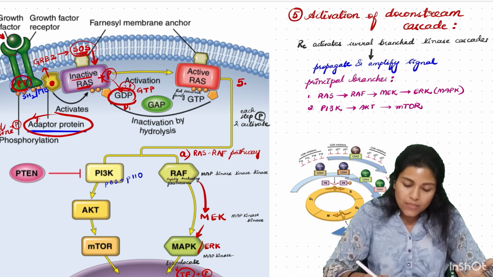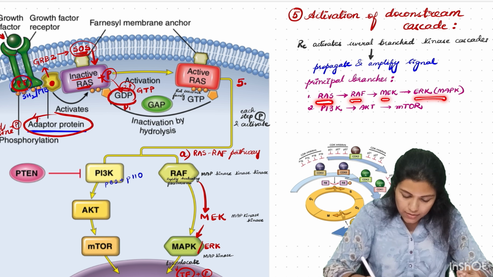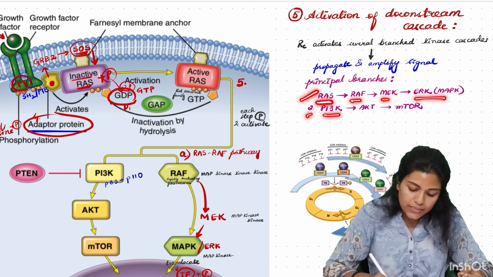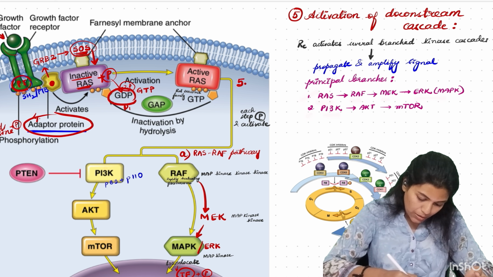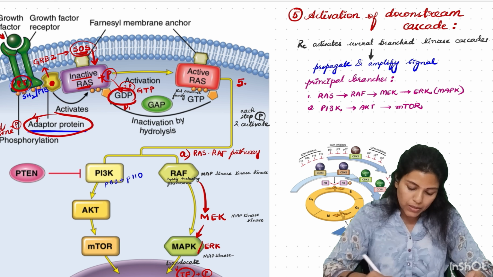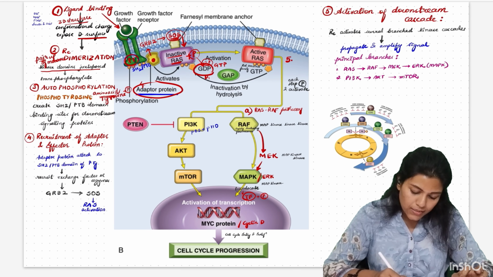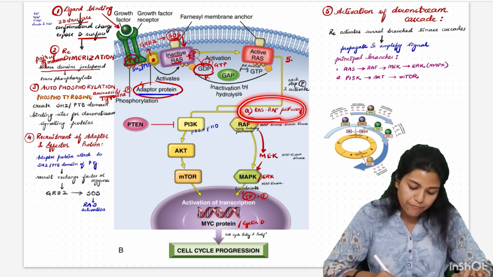The principal branches that we studied are this RAS pathway, Ras Raf MEK ERK. We'll discuss in detail now. The other branch is this PI3K pathway. One branch is RAS, the other branch is the PI3K AKT mTOR pathway. We'll study each of these branches in detail. First, let's see the RAS pathway, RAS and RAF pathway.